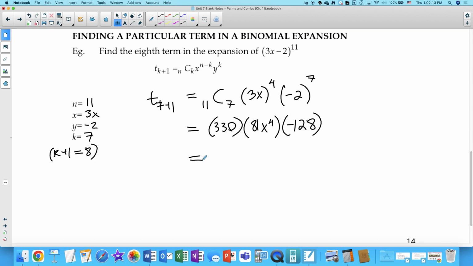Thank you. I need to multiply all the numerical pieces together. And I'm getting negative 3,421,440 x to the 4.